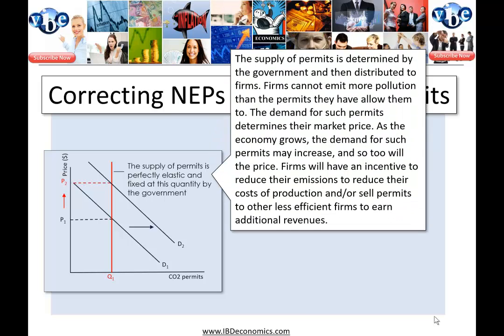Q1. The supply of permits is determined by the government, and then these are distributed to firms. Firms can't emit more pollution than the permits they have allow them to. The demand for such permits determines their market price. As the economy grows, the demand for such permits may increase, and so too will the price. Firms will have an incentive to reduce their emissions to reduce their cost of production, and or to sell permits to other less efficient firms to earn additional revenues.